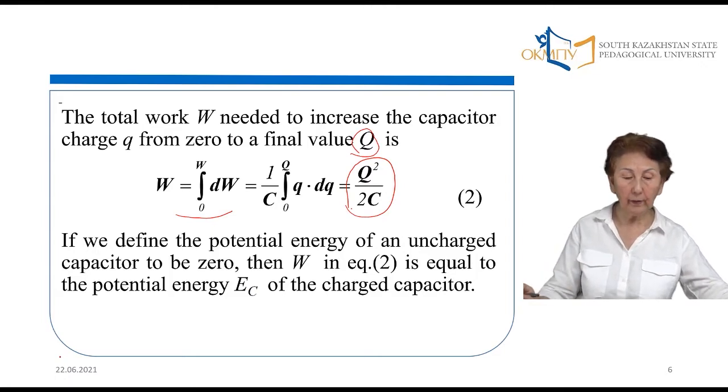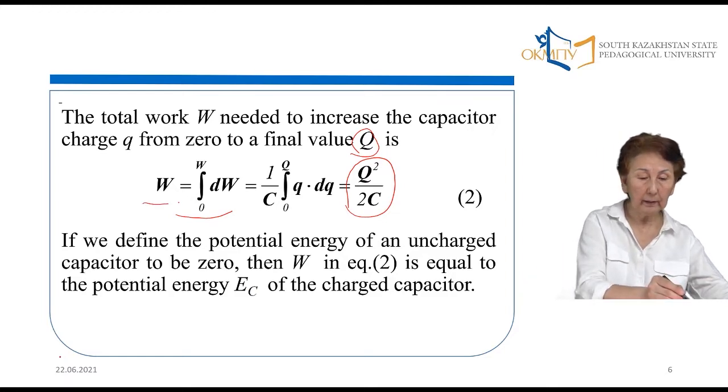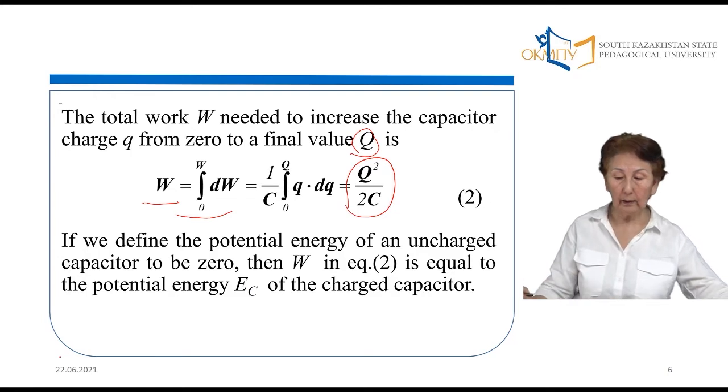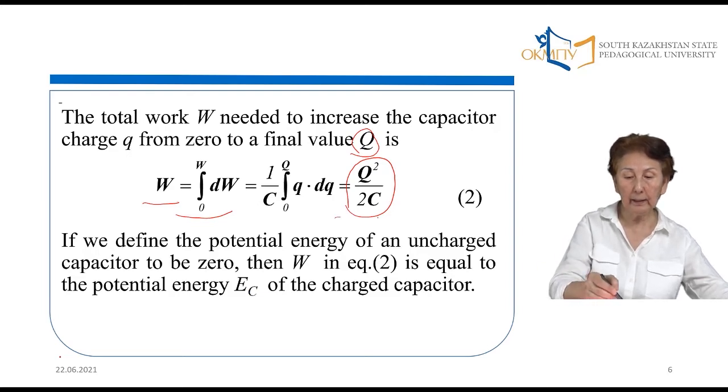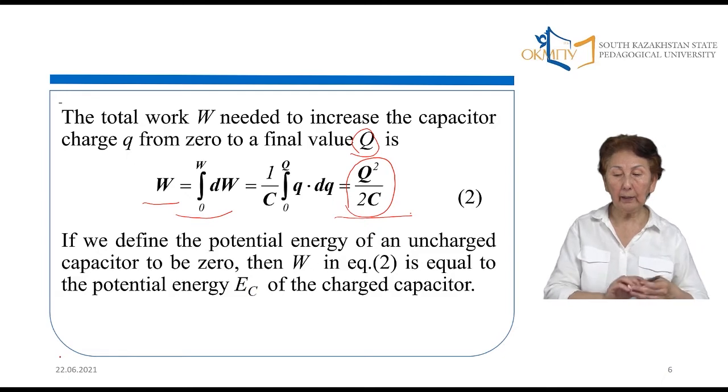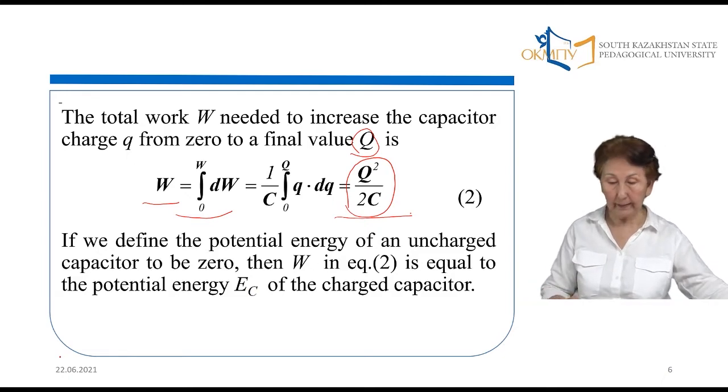If we define the potential energy of an uncharged capacitor to be 0, then W in equation 2 is equal to the potential energy of the charged capacitor. So we can say that this expression is the energy of a charged capacitor.